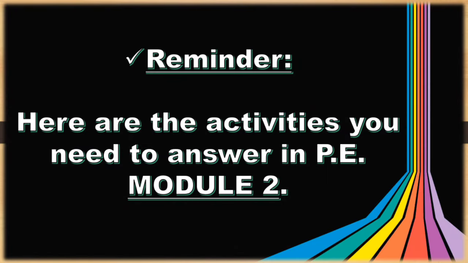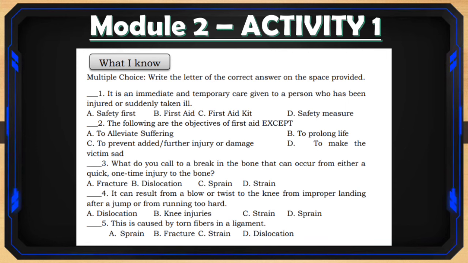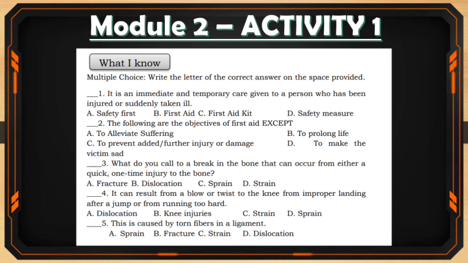Here are the activities you need to answer in Physical Education Module 2. You can answer this activity online in the given links. If you answered online, screenshot your score and no need to do an answer sheet. If you cannot answer online, just write your answers in an answer sheet. In this activity, just choose the best answer for each item.